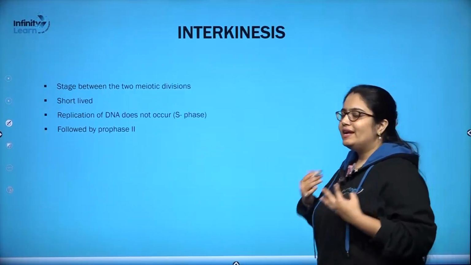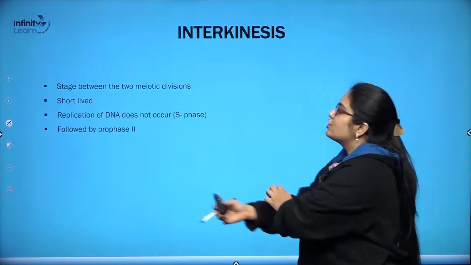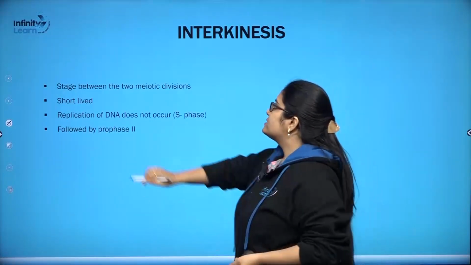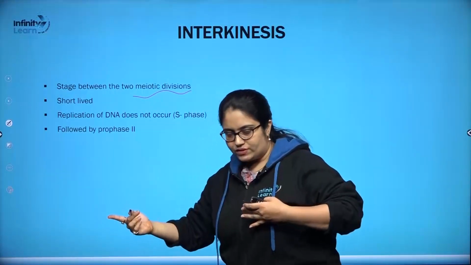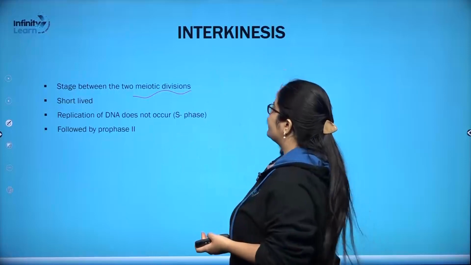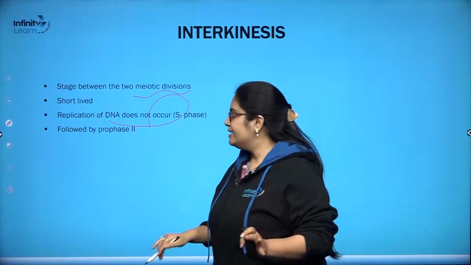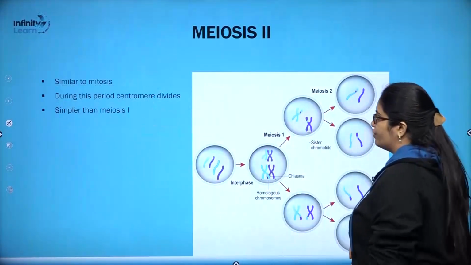Now what will happen? Interkinesis. Both these cells, the dyad of cells, will enter a short-lived stage known as interkinesis. This stage is between the two meiotic divisions. So between meiosis 1 and meiosis 2, there is interkinesis. DNA will not replicate. Alright, and interkinesis will be followed by prophase 2.